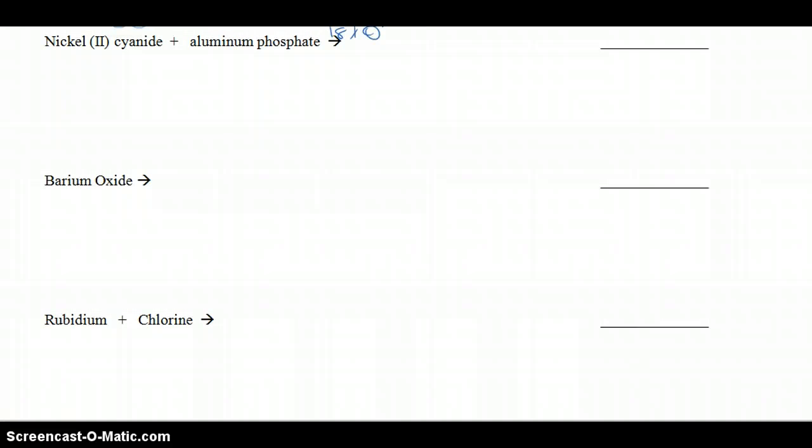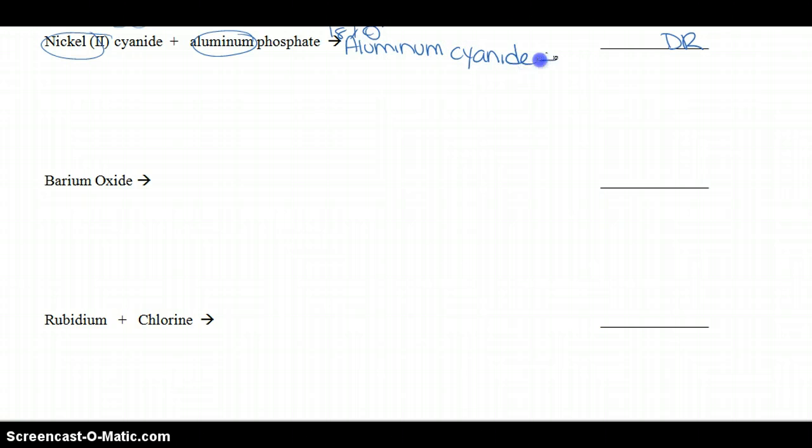Nickel 2 cyanide and aluminum phosphate. When you've got a compound reacting with a compound, that's going to be double replacement. So again, you have a choice. You can either switch the two cations or switch the two anions. It's whatever you want. I like to switch my cations. So I end up with aluminum cyanide plus nickel 2 phosphate.